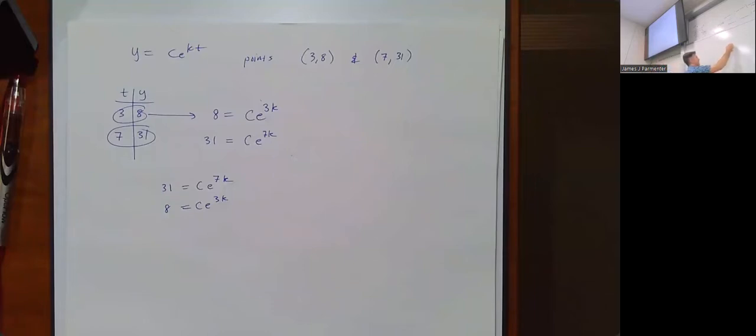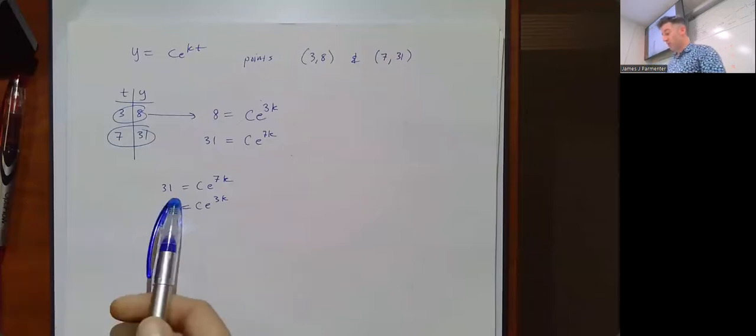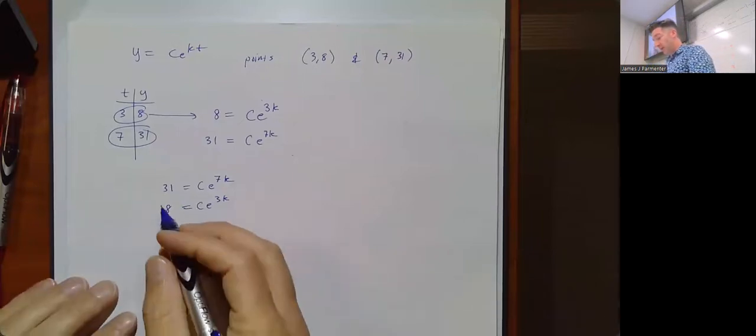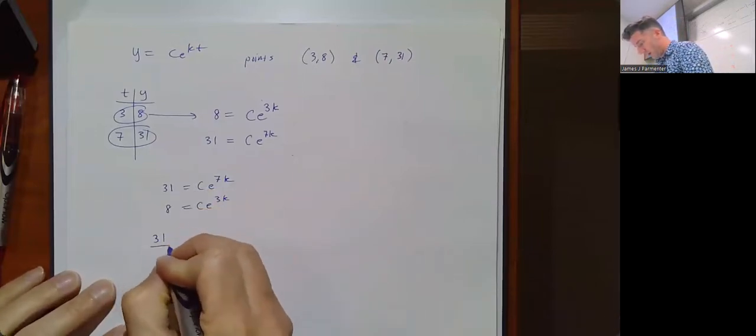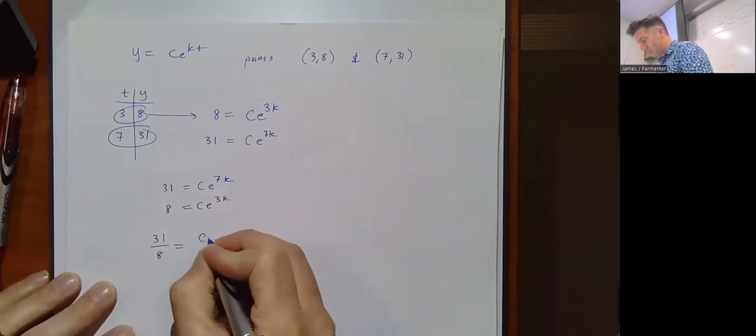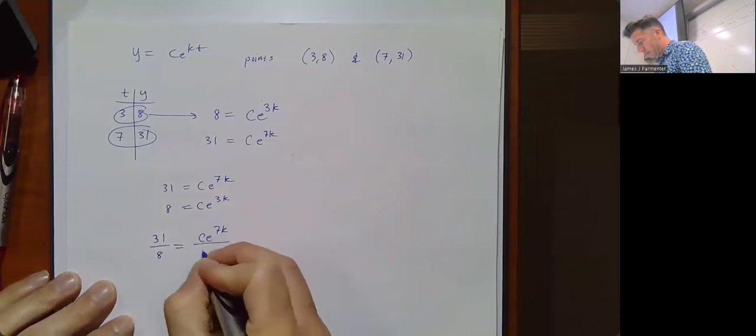Definitely 2 plus 3 equals 5, right? Sure. And 3 equals 3. Yes, you agree? And then if you divide this side by this side and that side by that side, if you divide equal things by equal things, the division is not surprisingly equal. It's true whether you know the exact numbers or you just know the things are equal to each other. So it is definitely true that 31 divided by 8 is equal to C e to the 7k divided by C e to the 3k.